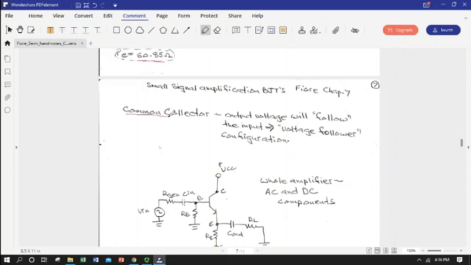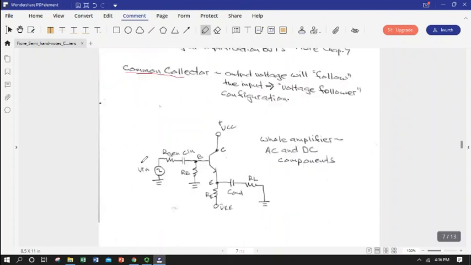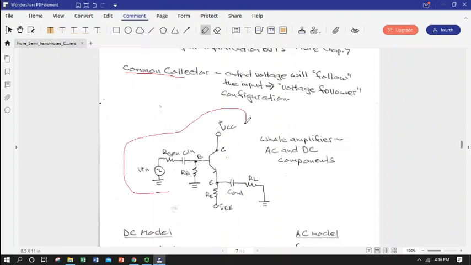Okay, common collector, otherwise known as the voltage follower, for its unity gain for voltage. So here's a schematic, whole amplifier. You could build this. So we got our input signal coming in at the base, and this time we're going to define it with a non-ideal input. We're going to put a little series resistor to represent the fact that our input signal is going to drop a bit before it ever gets into the amplifier. And getting into the amplifier means it's on the inside of your coupling capacitors, which only pass AC.